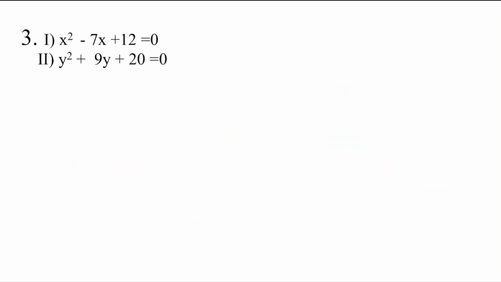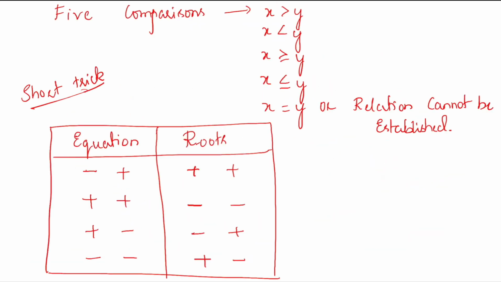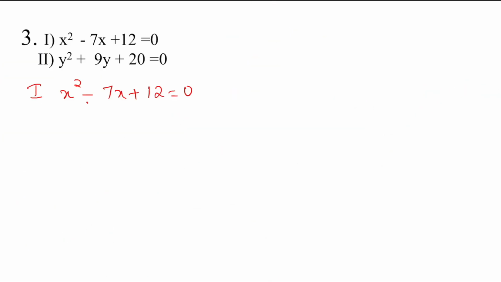Next, the third one. Now we get an exact quadratic equation, that is x square minus 7x plus 12 is equal to 0. So, how to solve? Now, see this table. In the equation, if we have minus and plus, then the roots will be plus plus. Therefore, we have minus and plus in the equation, isn't it? Therefore, the roots will be plus plus. So, write plus plus.